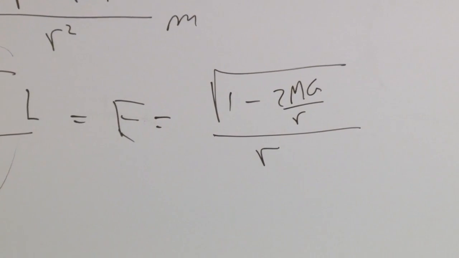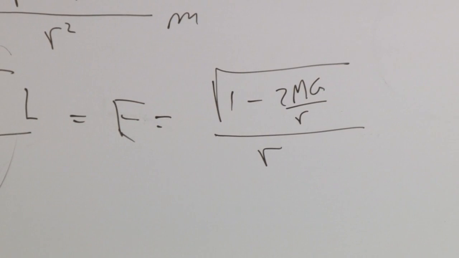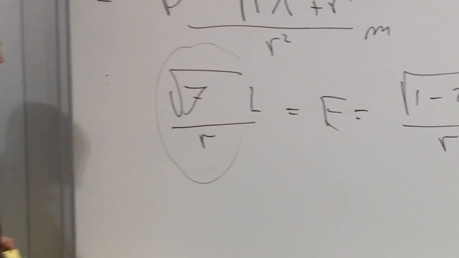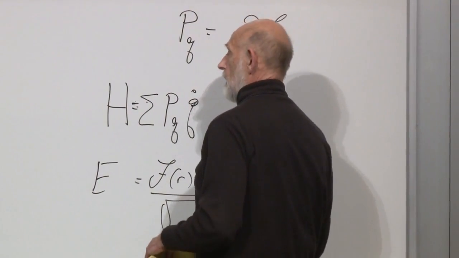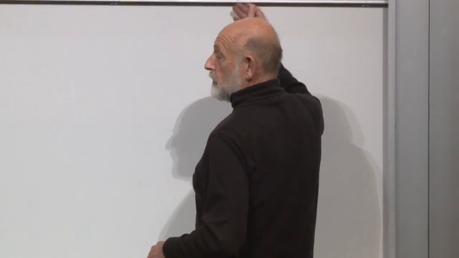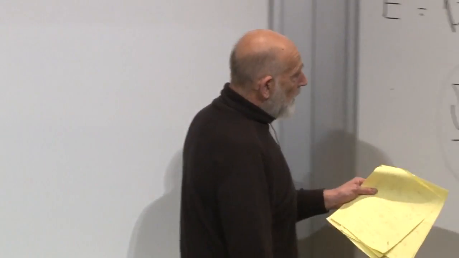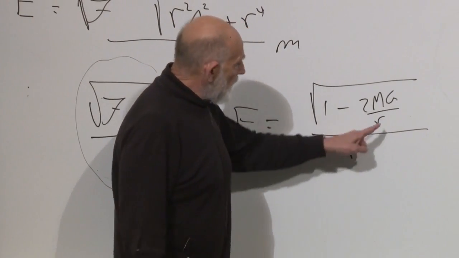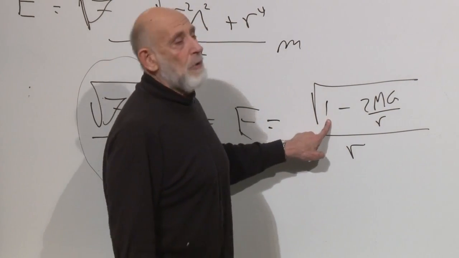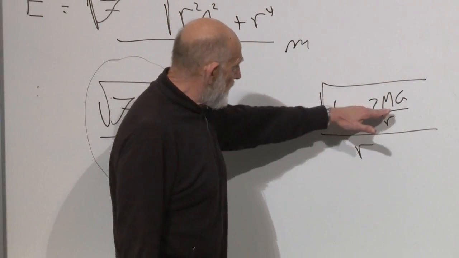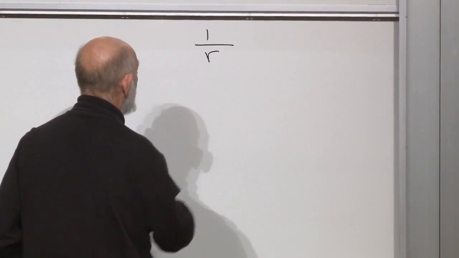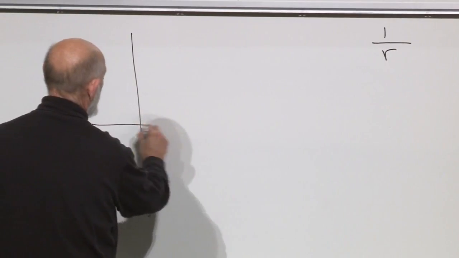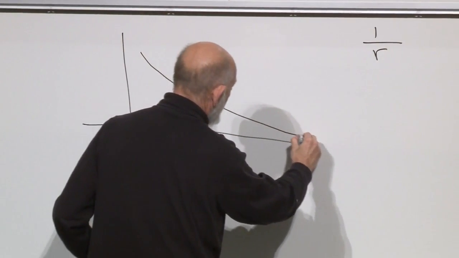Let's imagine plotting this function and trying to see what it looks like, where its minimum is. Sorry, it is not a minimum, as we will see. Okay, first go very far away. When you go very far away, 2mg over r is much smaller than 1. It's negligible compared to 1. And so when you're very far away, this is just approximately 1 over r. In other words, it just falls off like 1 over r.